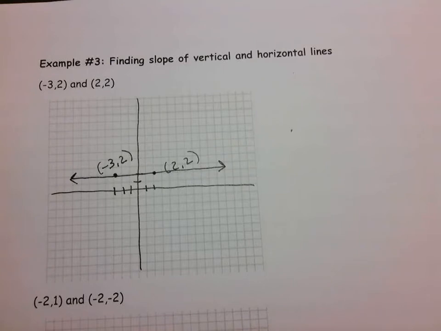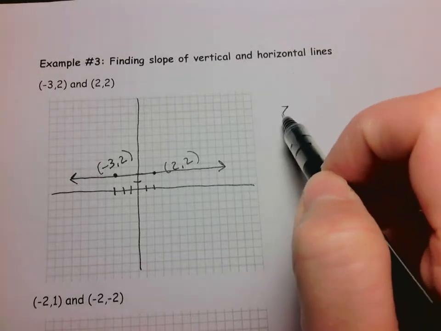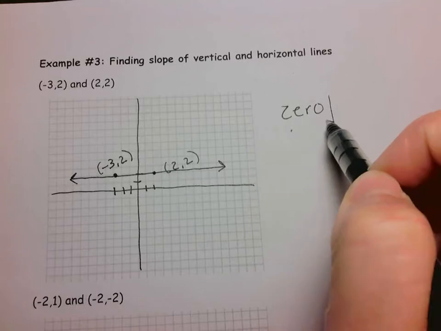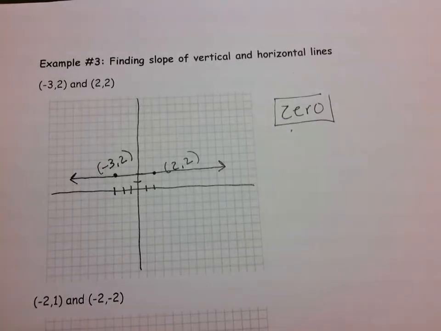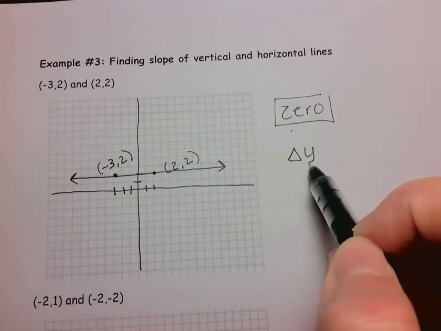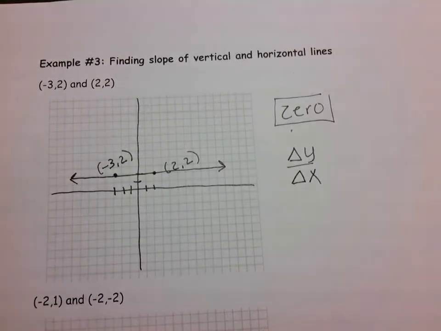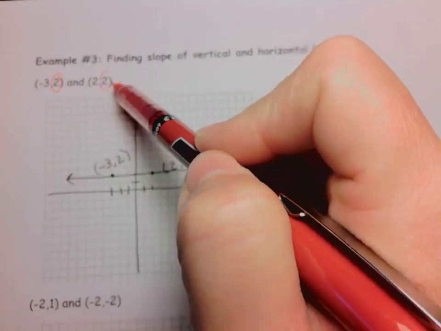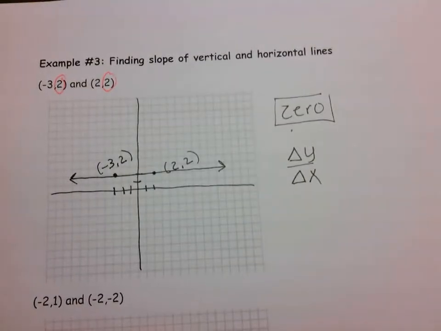And once you do that, let's look at the top one first. What do you get? You get a horizontal line. The slope of any horizontal line is always 0. Well, let's talk about why. Let's think about it. We said that slope is change in y over change in x. So let's look at my points. There's no change in y.